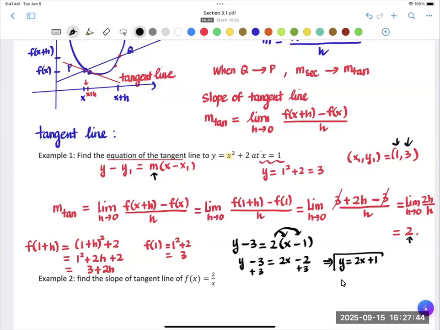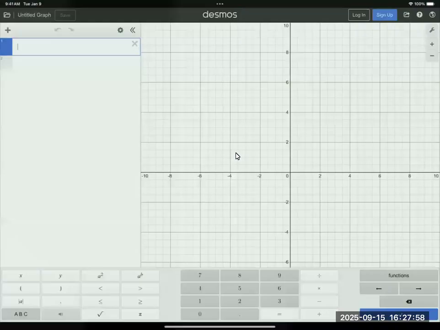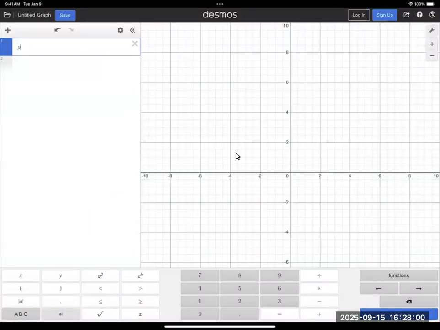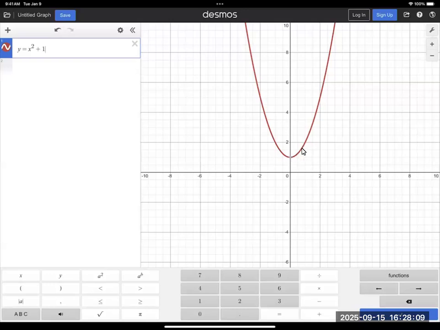So that is the equation of the tangent at the point x equals 1 of this graph. Okay, so now we're going to put that on Desmos so you can visualize it. So I'm going to go to Desmos and grab my function y equals x squared plus 2. This is the graph y equals x squared plus 2. We want to find the tangent line at x equals 1. So the point is right here at (1, 3).